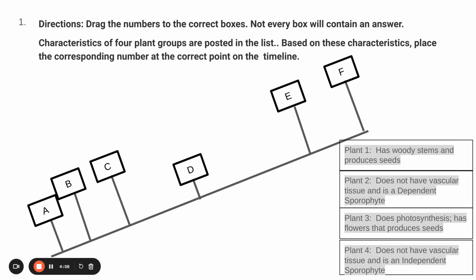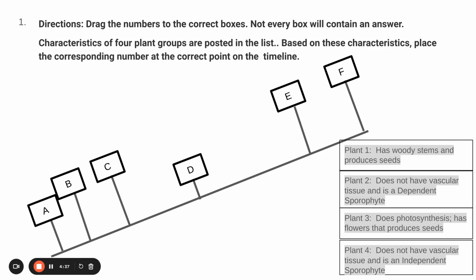Number 3. It does photosynthesis and it has flowers that produce seeds. So if we look for flowers, we can see that that's at the very end of our timeline and there's only one box after flowers. So that means number 3 is F.